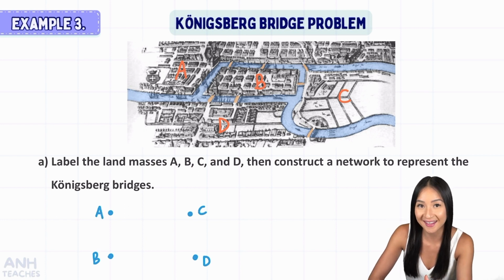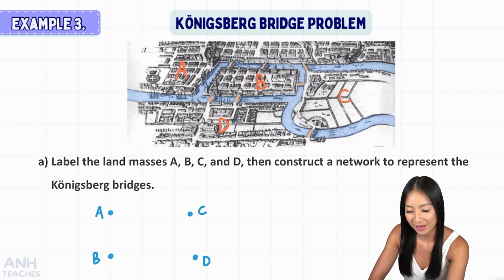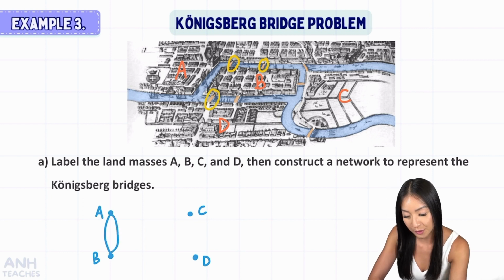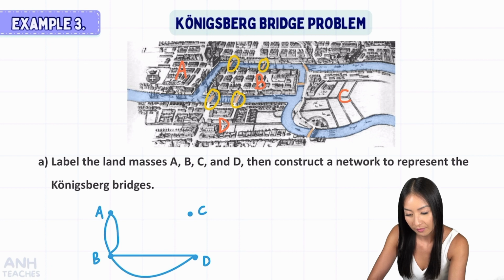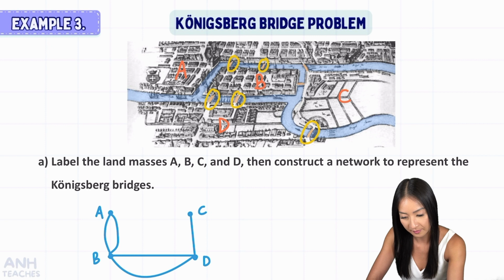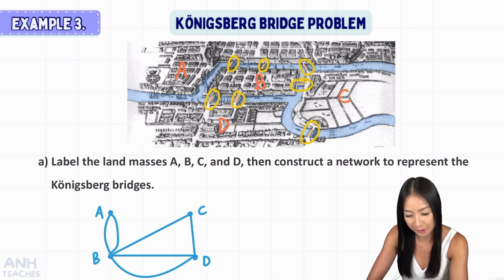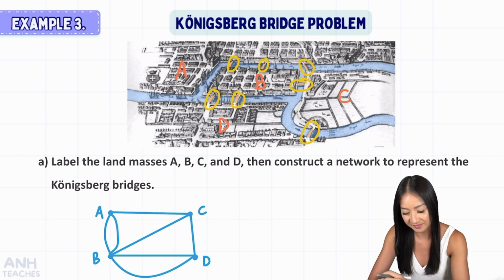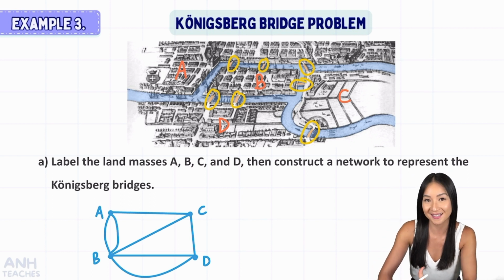And now I'm going to add the edges in to represent the bridges. So I've got 2 bridges between A and B. I've got 2 bridges between B and D. I've got one bridge between C and D, one bridge between B and C, and lucky last, one bridge between A and C. How nice is that? That is my completed network to represent the Königsberg bridges.